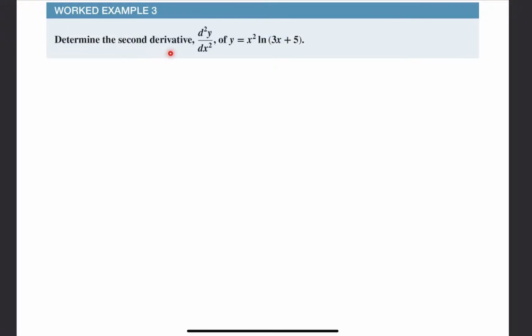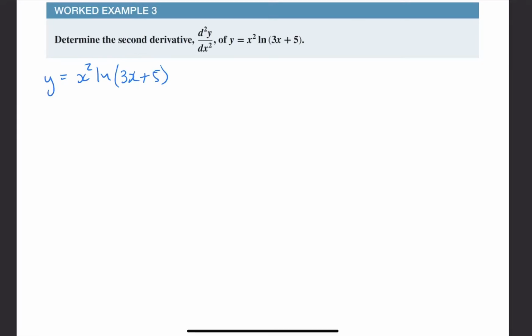Determine the second derivative of y equals x squared ln(3x plus 5). I'm going to start off by writing that down because it's a long one. I see that I cannot simplify this. I cannot simplify, and I have two x's which are multiplied. There's only one term, which means there's a product.